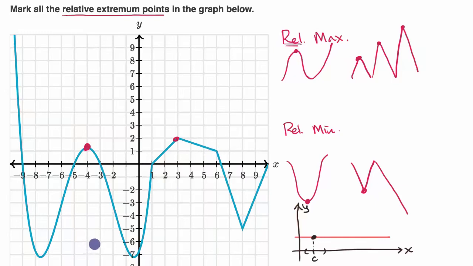And what about the relative minimum points? Well, this one right over here is a relative minimum point. This one right over here is a relative minimum point. And this one over here is a relative minimum point.